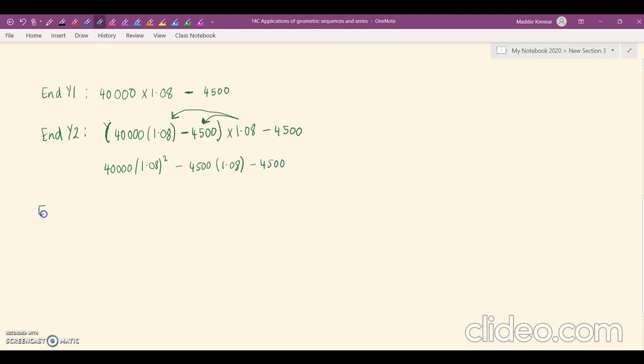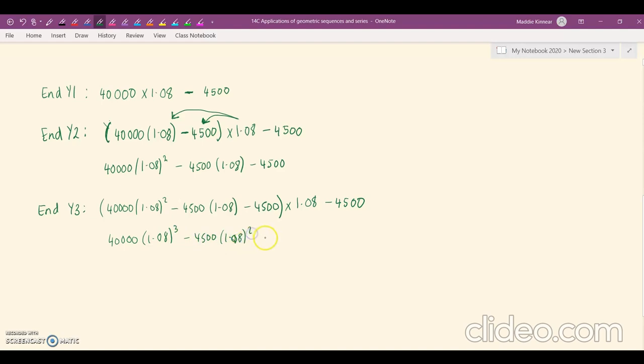At the end of year three, let's see what happens with this pattern. We're going to take our year two value, so that is our 40,000 times our 1.08 squared minus 4,500 times our 1.08 minus our 4,500, and we are going to apply the interest to this, and then make a repayment at the end of the year. Applying and distributing that 1.08 to everything inside the bracket, I end up with 40,000 times 1.08 cubed minus 4,500 times 1.08 squared.